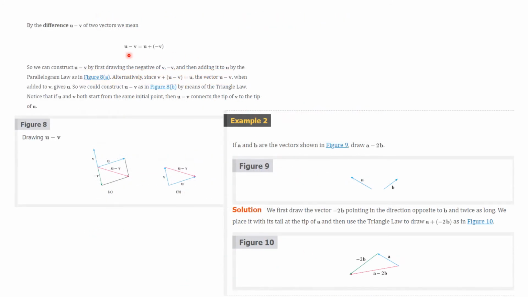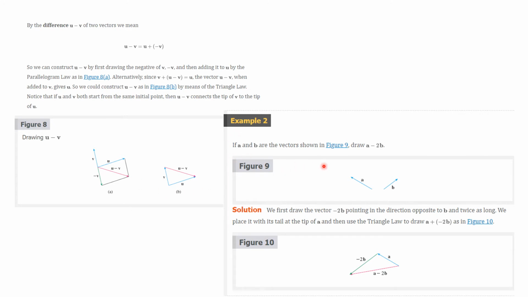The difference is found by u minus v is u plus the negative of v. And you can see that here, if we wanted to say u minus v, we say that u minus v is the vector that you have to add to v to get u. So here if you go v and u minus v, you get u. So that is the geometrical interpretation of the difference of vectors.